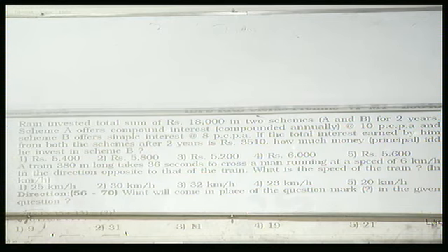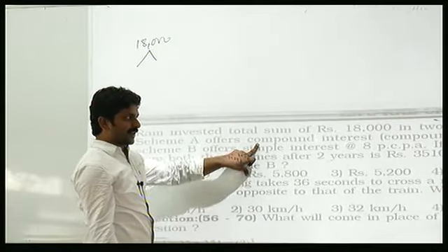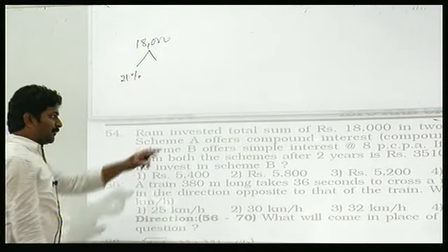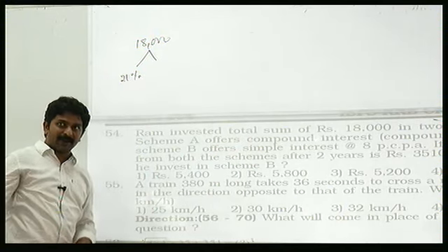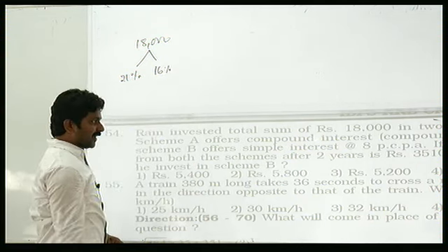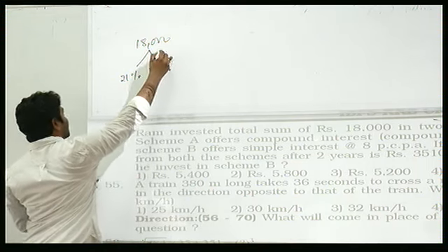So you can go for allegation or reverse method. Totally 18,000 is there. It's divided into two parts, for 2 years. Scheme A offers compound interest at 10% per annum, so that will be 21% here. Scheme B offers simple interest at 8% per annum, so that will be 16%. You're asked to calculate how much money is invested in Scheme B.